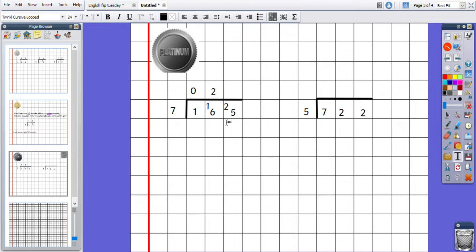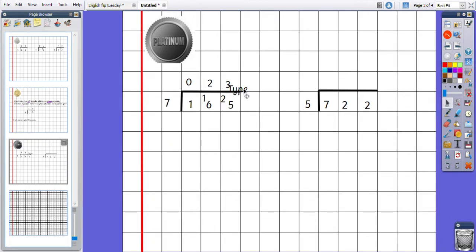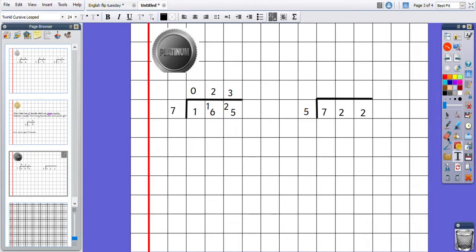How many groups of 7 can I make with 25? 7, 14, 21. Okay, so I can make 3 groups. And I only got to 21, so I will have a remainder of 21, 22, 23, 24, 25. So I'll have a remainder of 4. And I would show this like so.